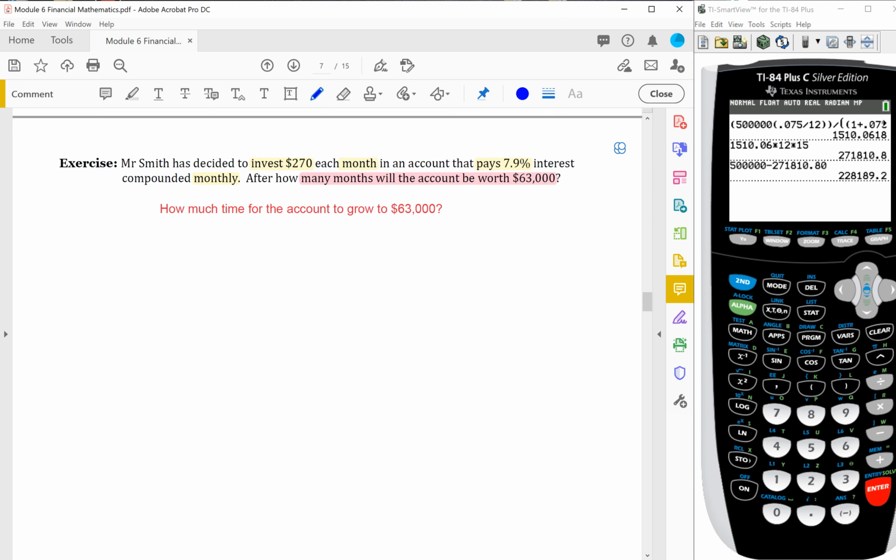Okay, so let's start with our savings annuity formula. A is going to be your regular deposit amount, your 1 plus your interest rate divided by K, raised to the KT, minus 1, divided by the R over K.